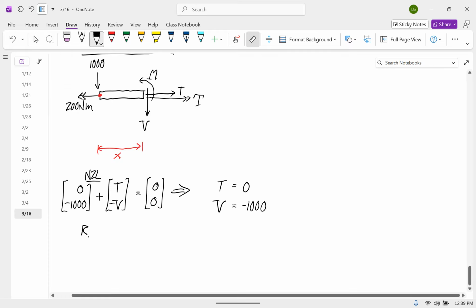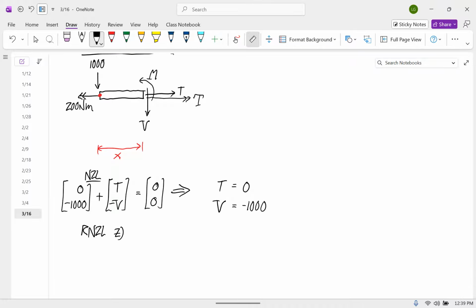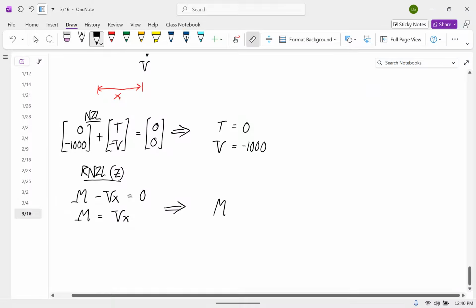And now I'll do my moment equation about the z-axis. The 1,000 doesn't produce a moment. The t doesn't produce a moment. Neither do the torques about the z-axis. So all we have is m minus vx is equal to 0. So M is equal to Vx. And so M is equal to negative 1000x.